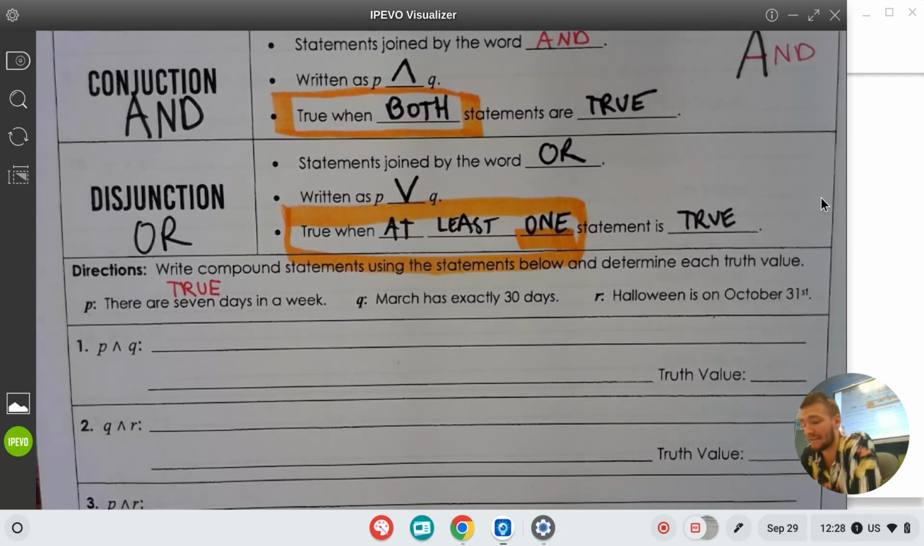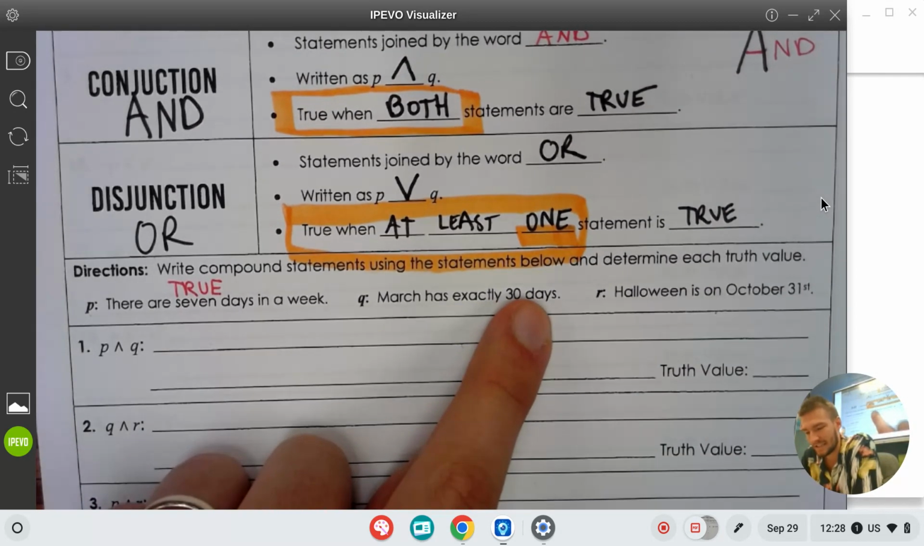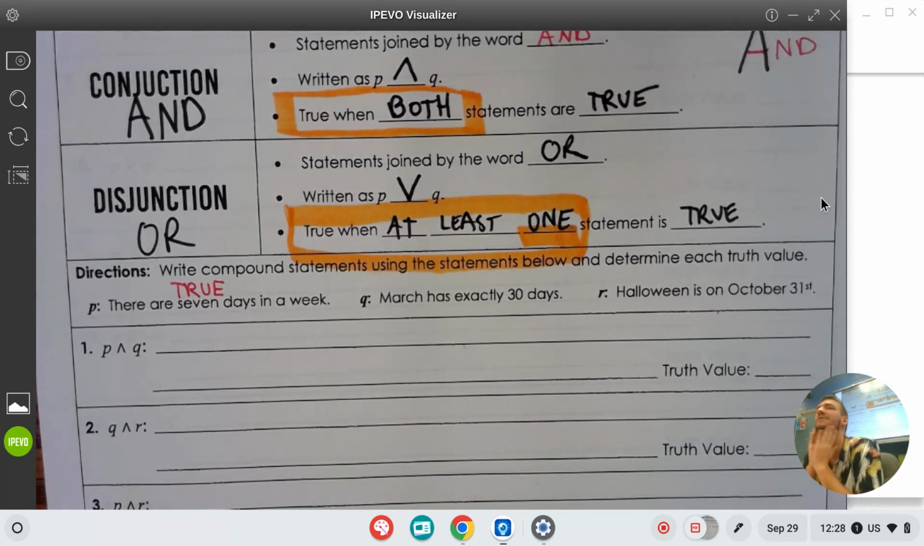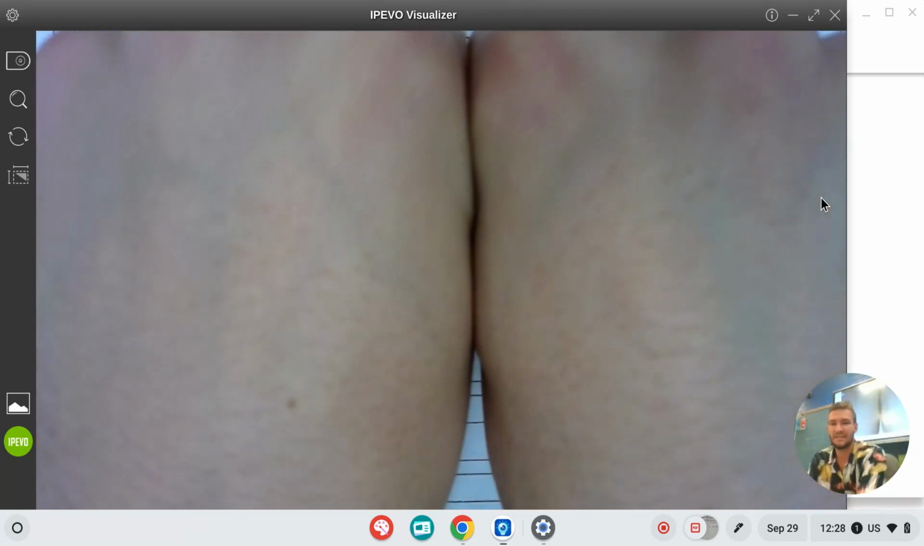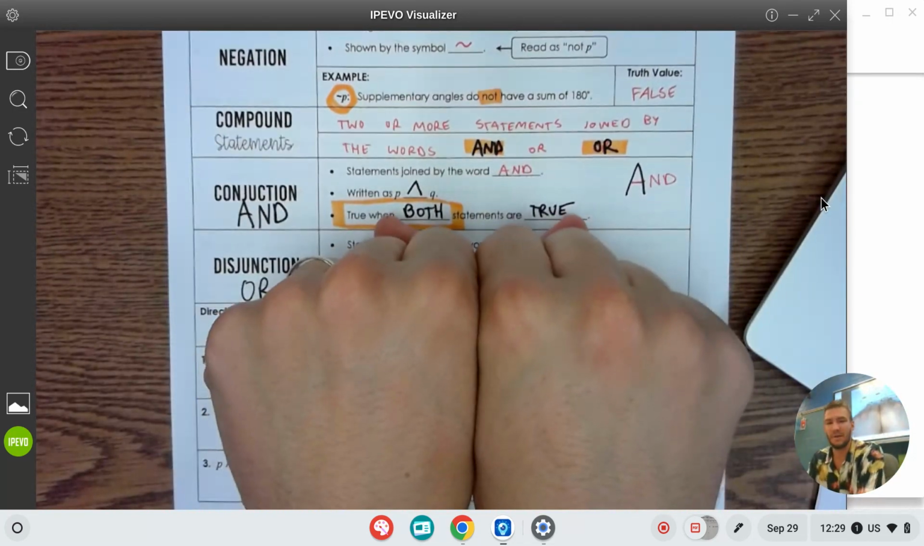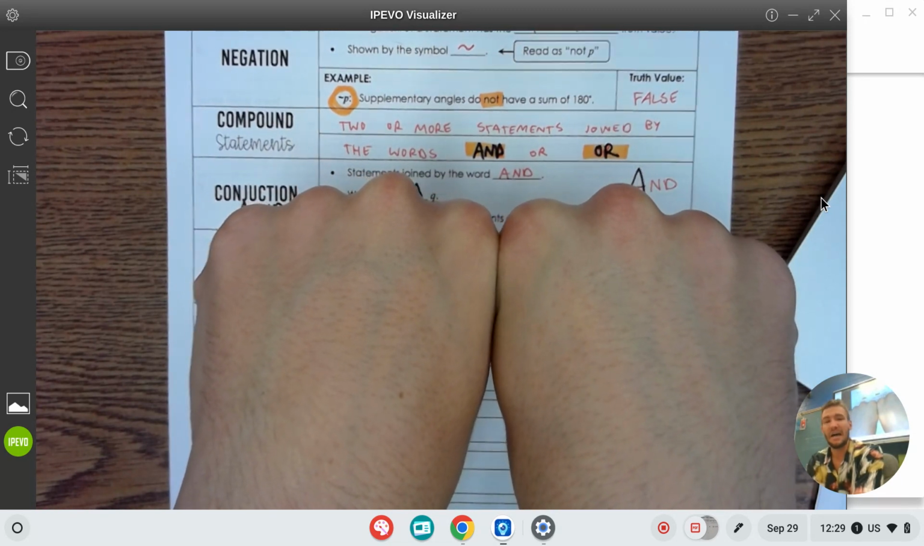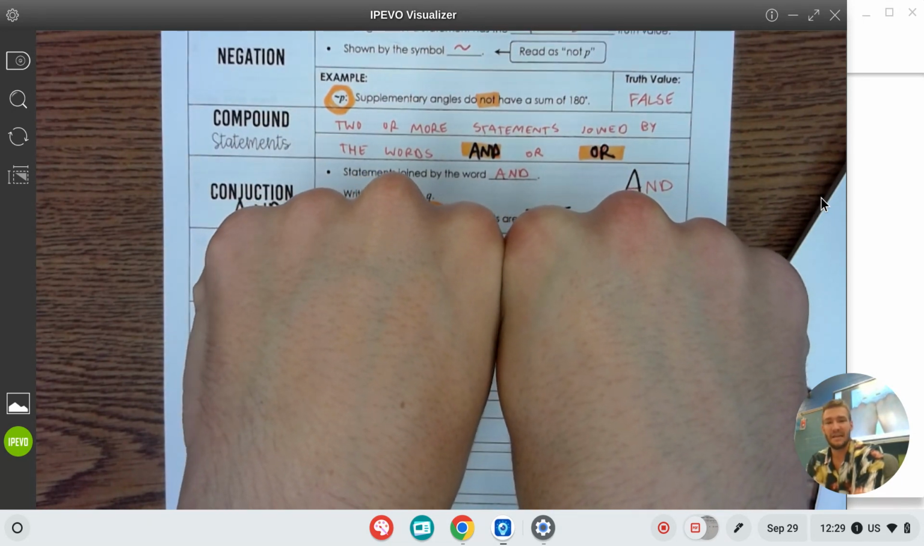Again, that probably doesn't seem like a very normal math question, but here we are. Q, March has exactly 30 days. Do we know if it has 30 or 31? I heard false. Have you guys ever seen the trick with your knuckles like this? If you want to remember the months of the year, you can do your knuckles like this. The tops of your knuckles are 31s, and the in-betweens are 30.